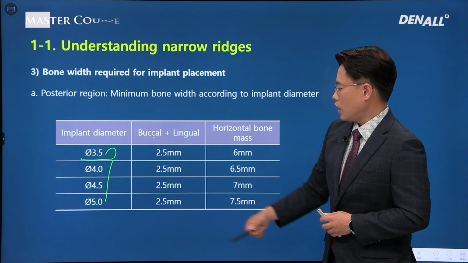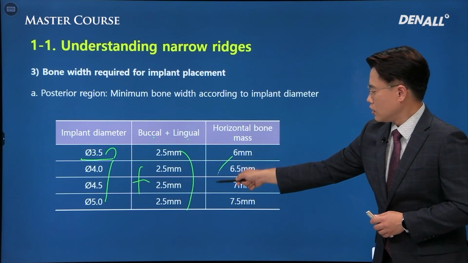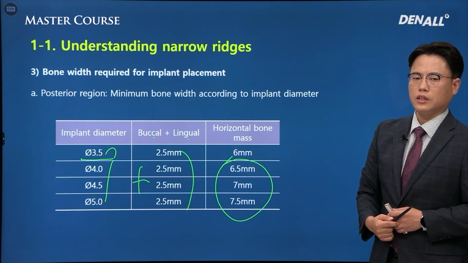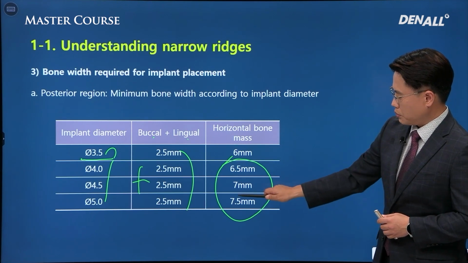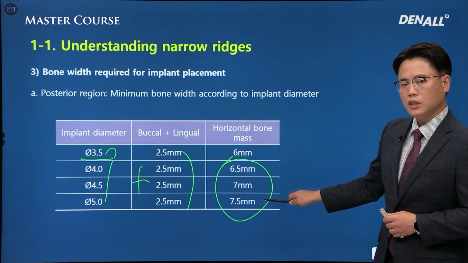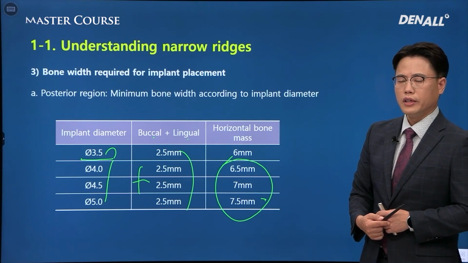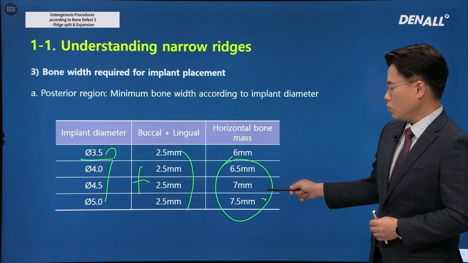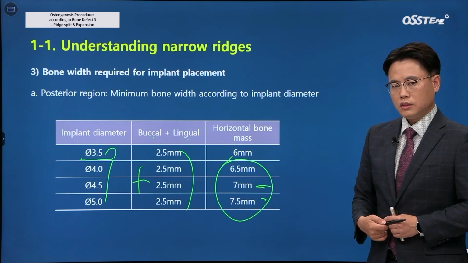If you add the minimal residual bone in the buccal and lingual area, it's going to be 2.5 millimeters. This is going to be the minimal thickness. If you want to place a 5.0 millimeter implant, then you need to have at least 7.5 millimeter width. Then if it is below that, it is narrow ridge. In the case of 4.5 diameter implant, there needs to be at least 7 millimeter of horizontal bone mass.